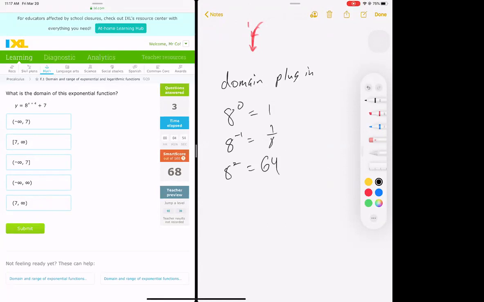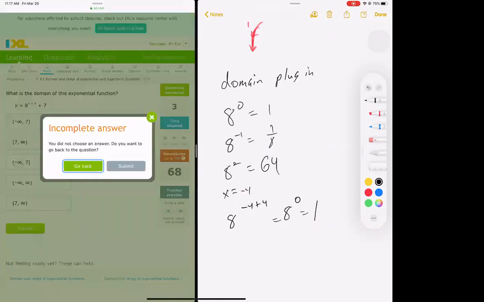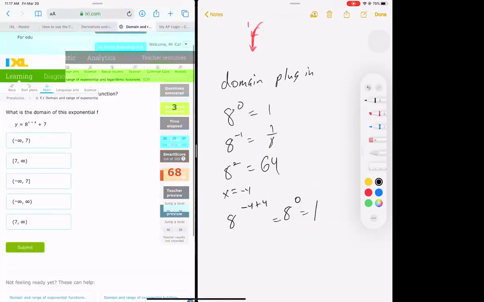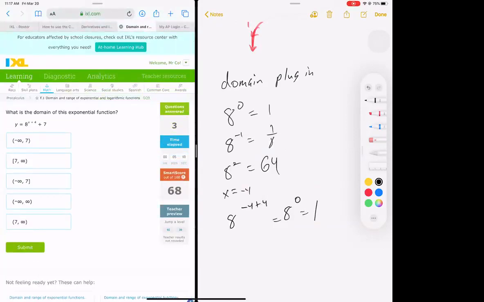What if I plug in x is -4? That's 8, -4 plus 4 is 8 to the 0. Well, that's a number. That's an answer. So it turns out, find the domain. I said it could be any x answer.